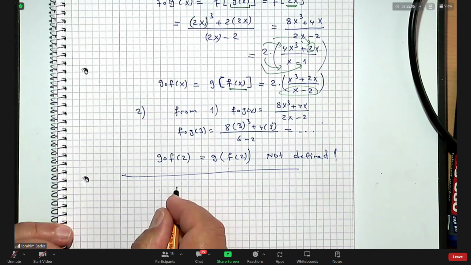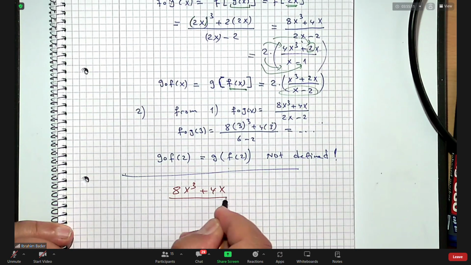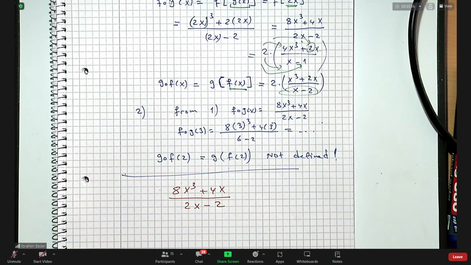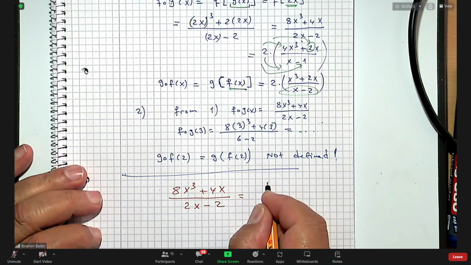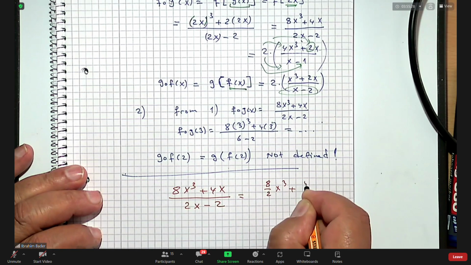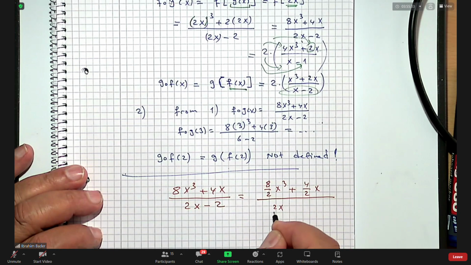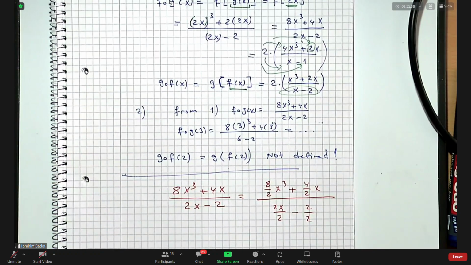Okay, 8x cubed plus 4x over 2x minus 2. So far agree, yeah? Okay, let's divide everything by 2. Okay, let's do it the school mathematics way. So it will be 8 over 2 times x cubed plus 4 over 2 times x, divided by 2x over 2 minus 2 over 2. So this is actually how we divide fractions of polynomials.